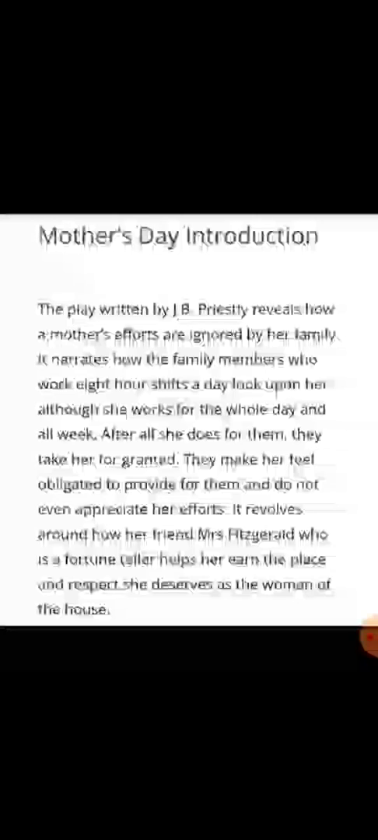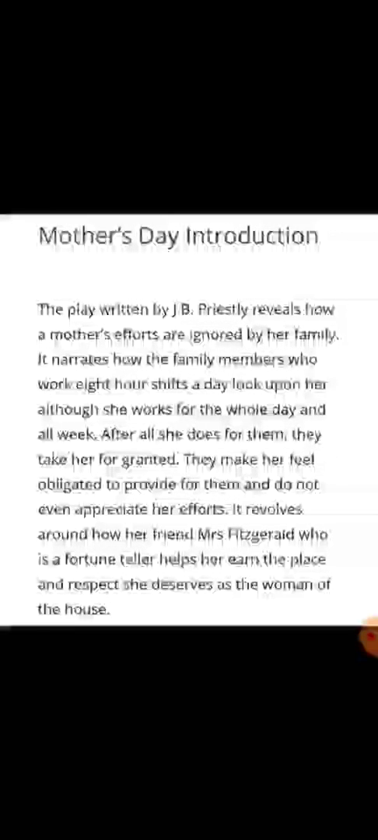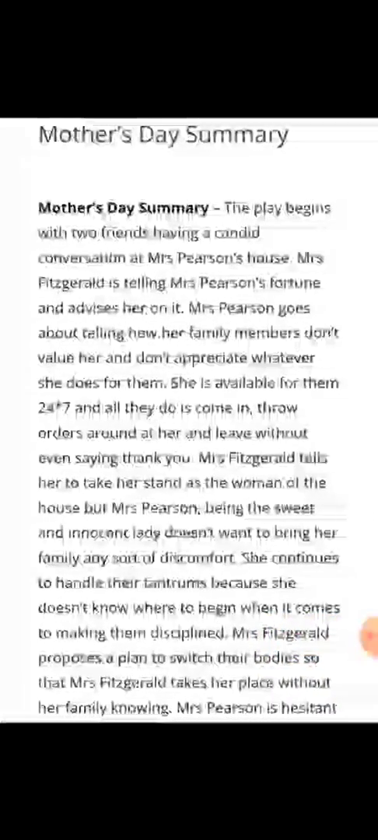Okay, so from the introduction portion, we come to know about the introductory level of the story. Now we could see the summary.